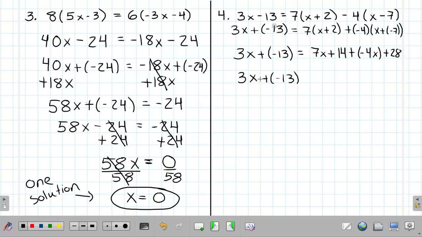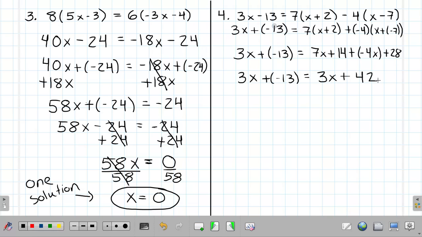So not doing anything with the left side still, we have 3x plus -13 is equal to, well, we can combine terms over here. So 7x plus -4x is 3x. You can maybe see where this is going now. We got 3x on this side, 3x on that side, plus 14 plus 28. That's actually 42.